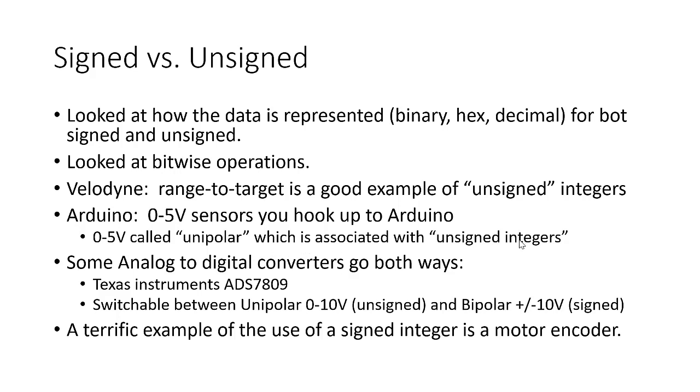So that was also unsigned. And then we looked at an analog to digital converter that could go either way. It's a Texas Instruments 7809. So that could be configured for unipolar, or it could be configured for bipolar. Unipolar is unsigned, bipolar is signed. And then the last thing we looked at was a terrific example of a signed 32-bit integer coming from a motor encoder. Hope you enjoyed it.